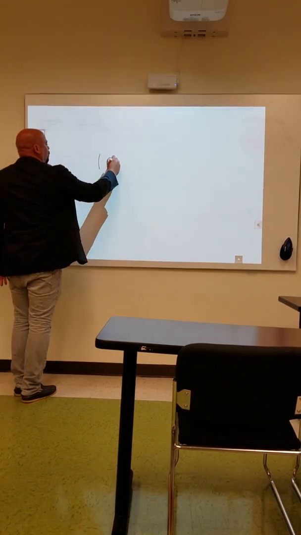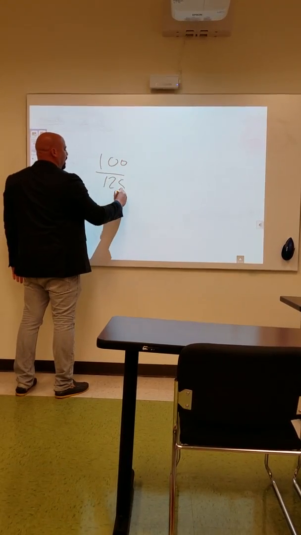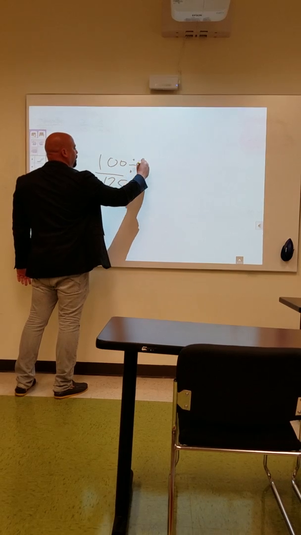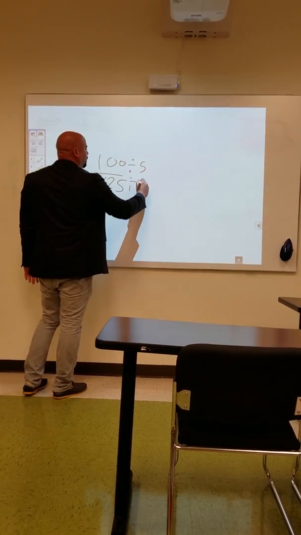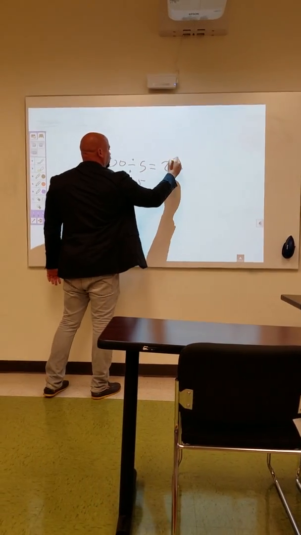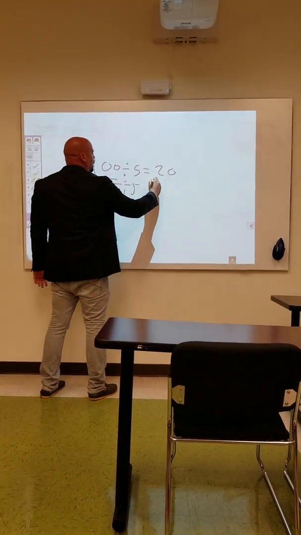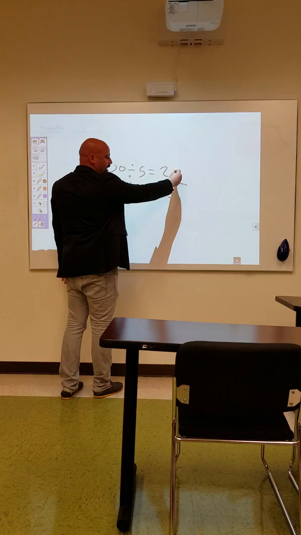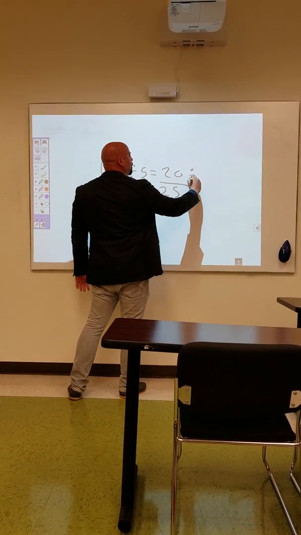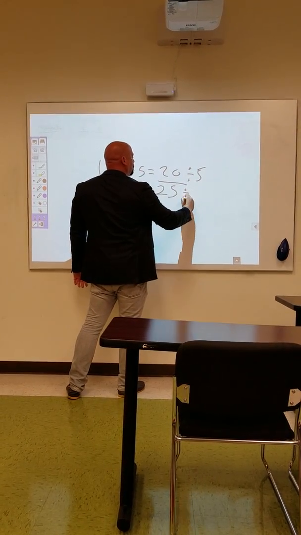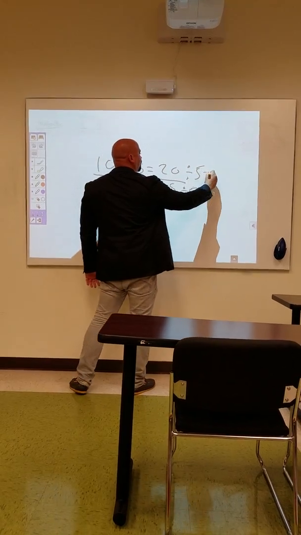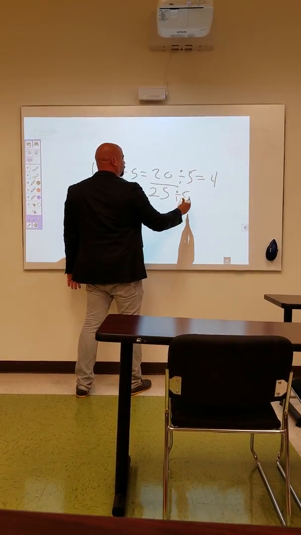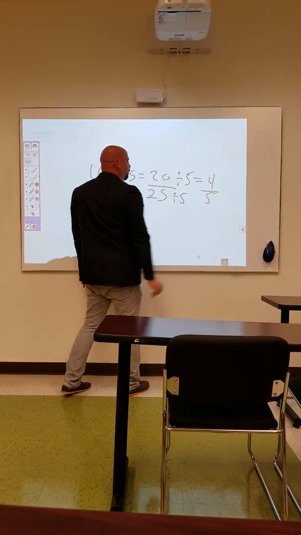Now, let's try this one. It's 100 over 125, and it says if they end in 5 or 0, divide top and bottom by 5. 100 divided by 5 is 20. In other words, 20 times 5 is 100. And 125 divided by 5 is 25. And again, they end in 5 or 0, so I divide top and bottom by 5. 20 divided by 5 is 4, and 25 divided by 5 is 5. So the answer is 4/5.